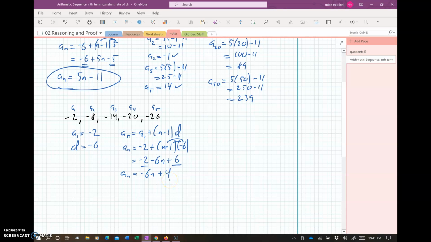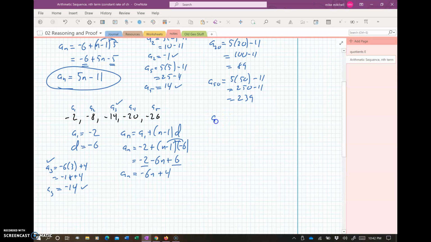Let's do a quick check on this one here. Let's do A3. That's going to be -6 times 3 plus 4. That's -18 plus 4. That gives me -14. That's checking out. Let's find our A20 and A50. I didn't put that in the directions, but we do ask to find that.